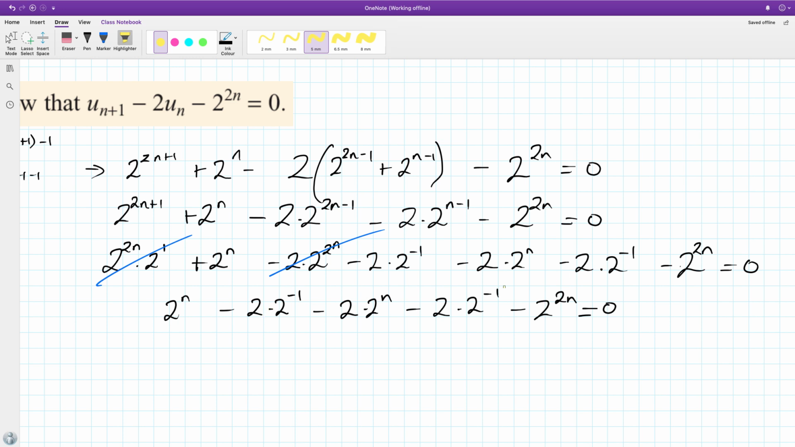See everything without ends in it. What does this become here? Minus 2 times 2 to the power of minus 1. You can literally fire that straight into your calculator. What's minus 2 by 2 to the power minus 1? Minus 1. 2 to the power of n minus 1, minus 2 times 2 to the power of n. Minus 2 by 2 to the power minus 1 is minus 1. Minus 2 to the power of 2n is equal to 0.